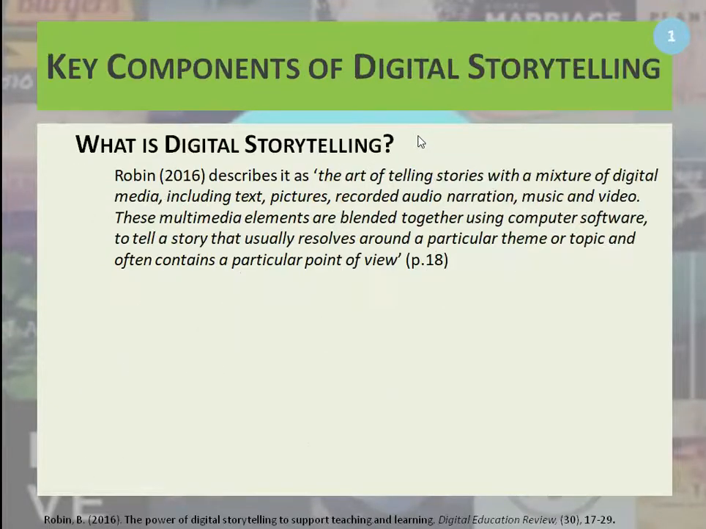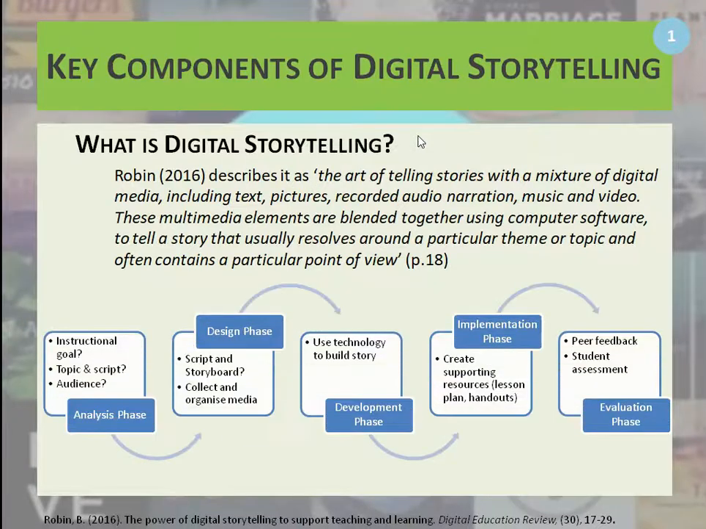So what is digital storytelling? Robin 2016 describes it as the art of telling stories with a mixture of digital media, including text, pictures, recorded audio, narration, music, and video. These multimedia elements are blended together using computer software to tell a story that usually revolves around a particular theme or topic and often contains a particular point of view.